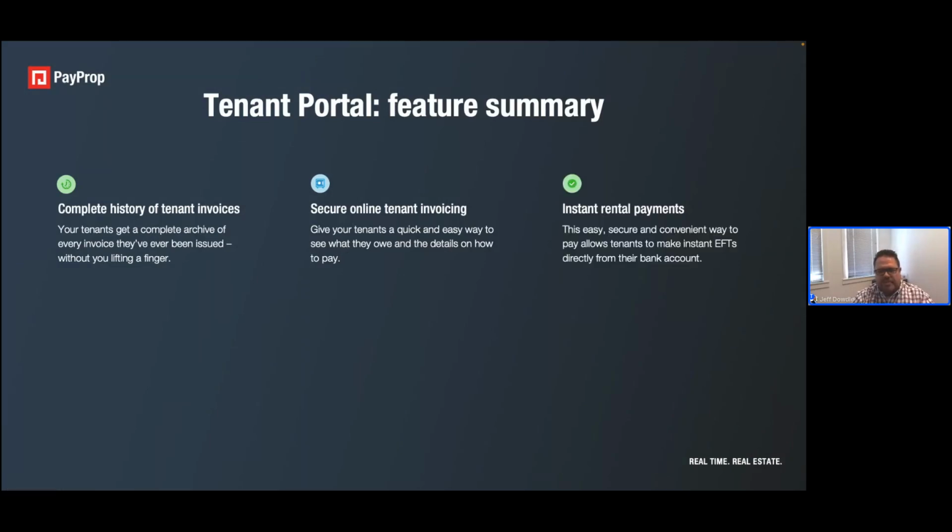It's instant rental payments. Now, this is different, and I won't spend a lot of time on this because it's not necessarily on the topic that we're talking about today.